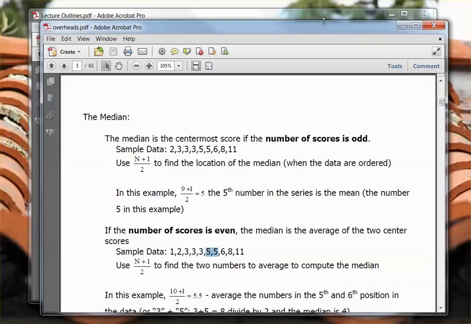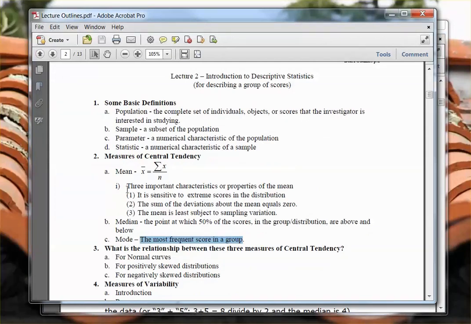Now, the reason they're different, the reason we use the mean most often, comes back to this last property, and that is the mean is least subject to sampling variation. What that means is if you take sample after sample after sample of the population, and you were to calculate the mean, the median, and the mode, what you would find is the mean would be the most similar from sample to sample, right? The median and the mode would vary more. And what we're going to be doing quite often is taking these samples and making inferences about the population. So for us, that's going to be an important property, and that's why we use the mean most often, is because it's least subject to that sampling variation.